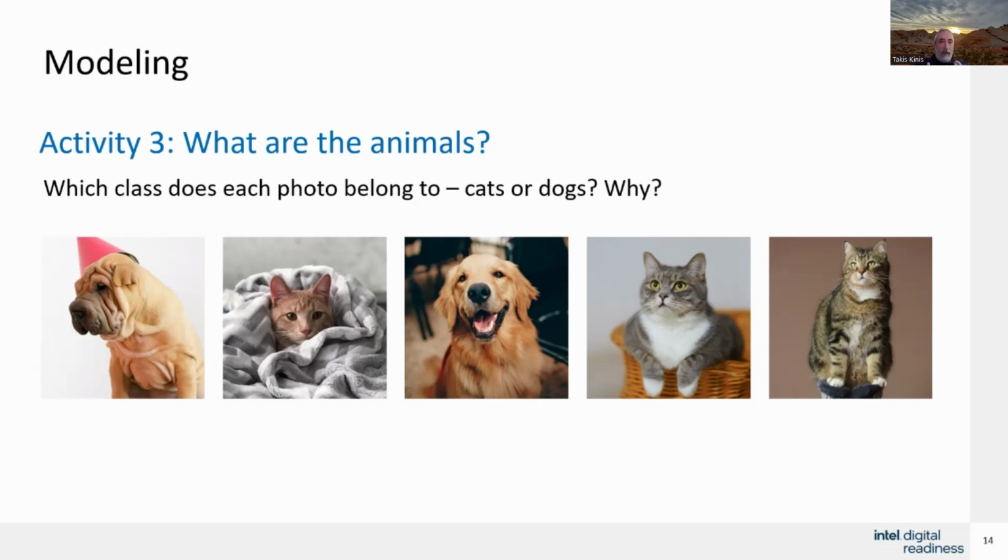All right. Next activity. What are the animals? Okay. So which one's a cat and which one's a dog? Now notice, as human beings, we just look at it and go, oh, that's easy. It's like dog, cat, cat, right? Easy, easy peasy. However, you have to admit, that's clearly a dog. That's clearly a cat. That's clearly a cat.